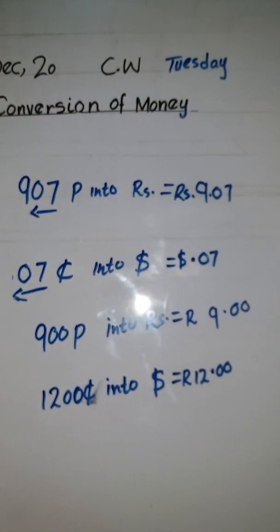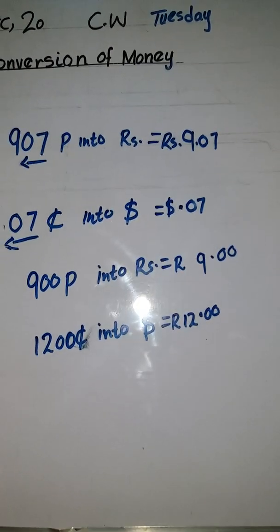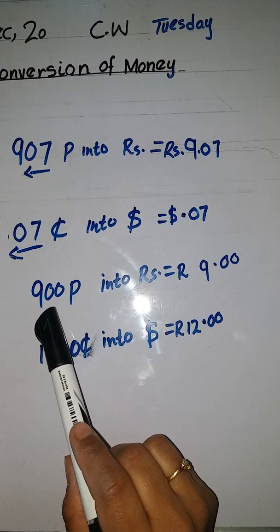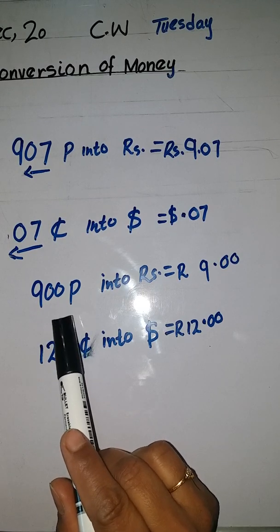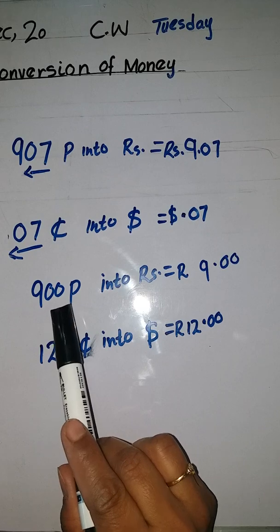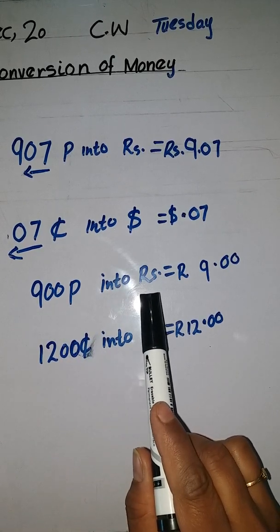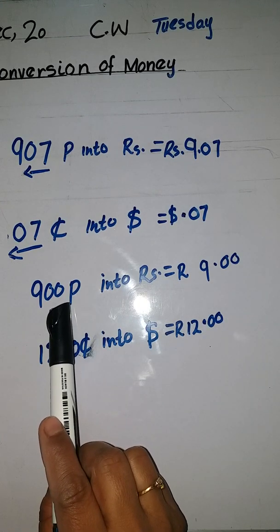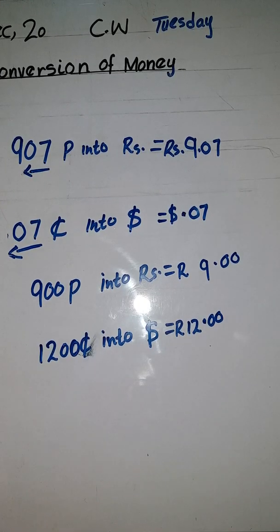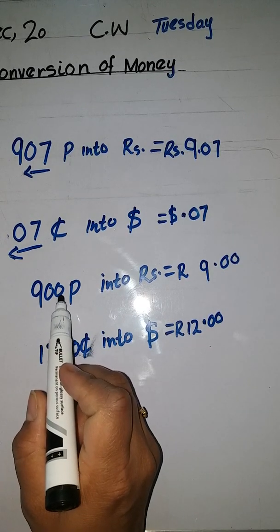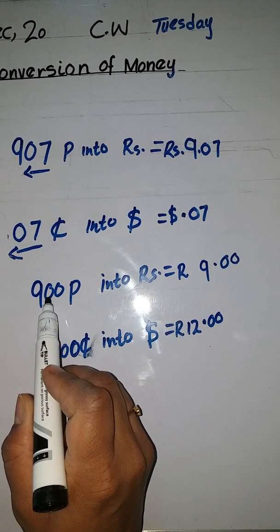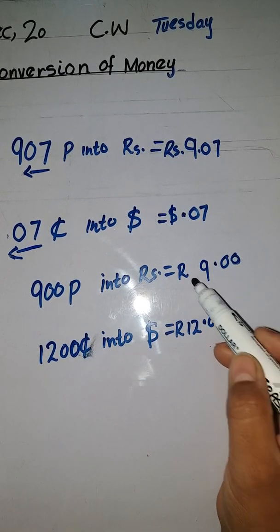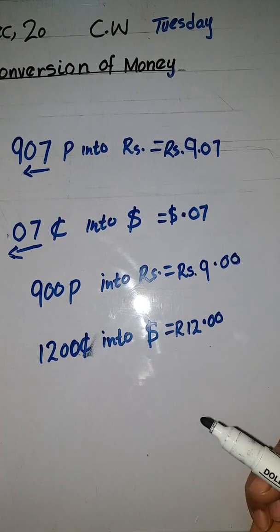Take another example. You can see here 900 paisas into rupees. You have to convert this, question number 3 on page 72. 900 paisas into rupees. What you have to do is start from the right, count 2 digits left, and after 2 digits place the point and then write Rs.